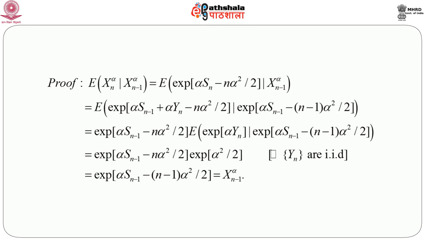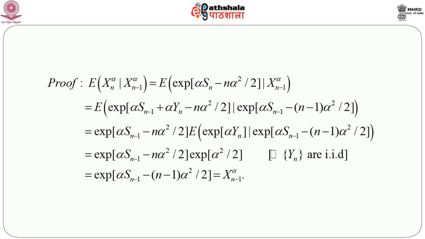Let us consider another example which is directly related to a particular random variable. We are all familiar with the normal distribution. Let us consider Y_n to be a sequence of iid, independently and identically distributed, normal(0,1) variables. If we define S_n equals the summation from k equals 1 to n of Y_k, then naturally the S_n for different values of n are not independent. We define X_n^alpha equals exp(alpha S_n minus n alpha squared by 2). It is immediately clear that this sequence X_n^alpha is not independent for different values of n. Then we have to show that the sequence X_n^alpha is a martingale.